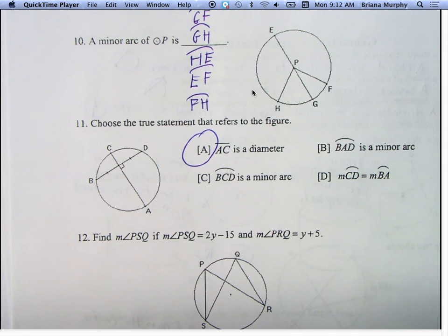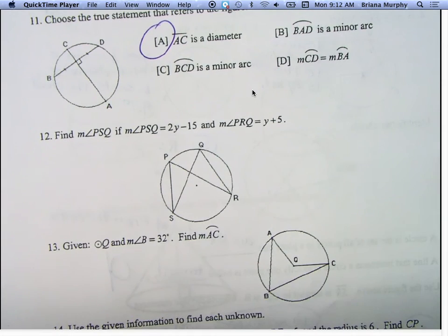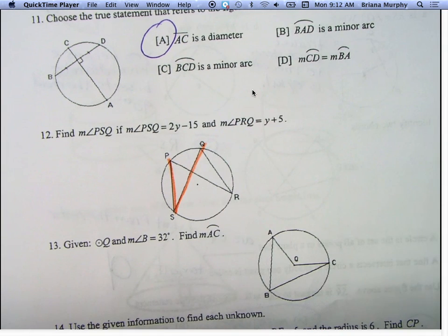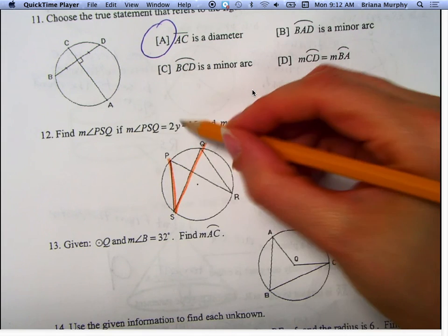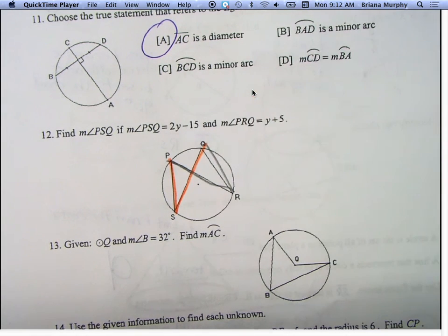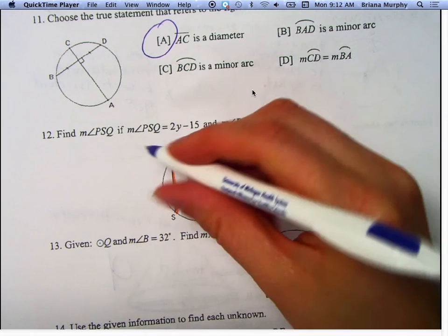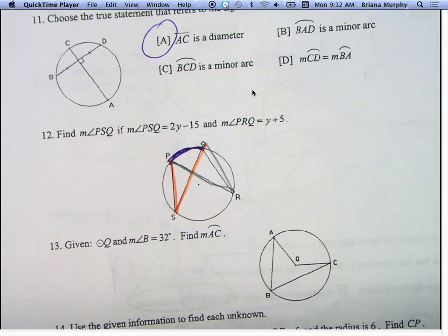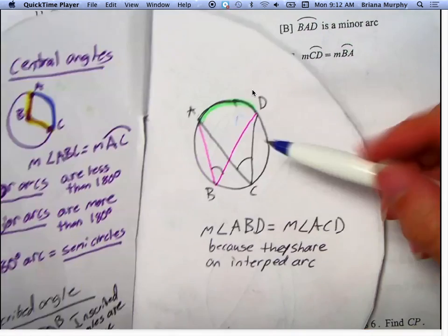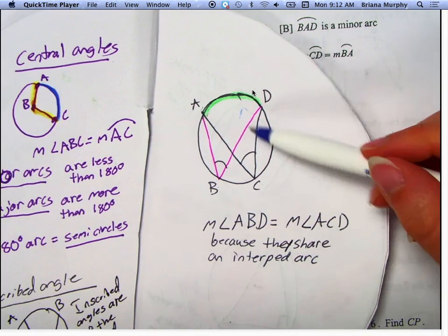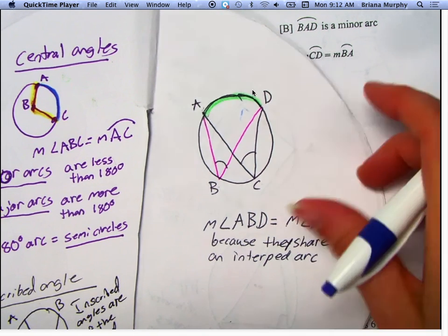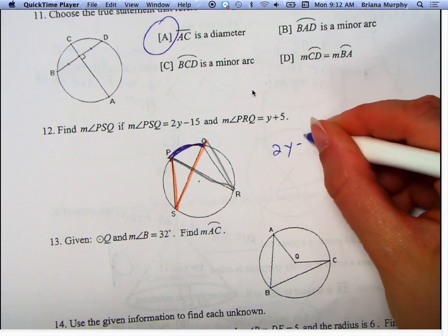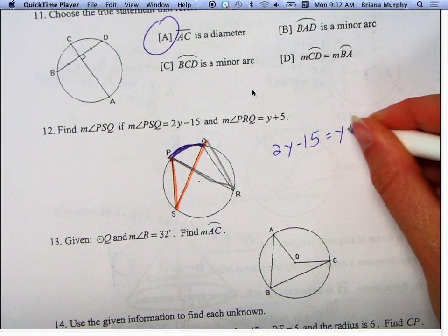Okay, 12. We've got to find angle PSQ. And we know PSQ is 2y minus 15, and PRQ is y plus 3. What do these two angles have in common right here? What is that called? Intercepted arc. So they're what to each other? If two angles share an intercepted arc, they're equal. Notice I'm pointing to your circle book right here. So I've got 2y minus 15 equals y plus 5.